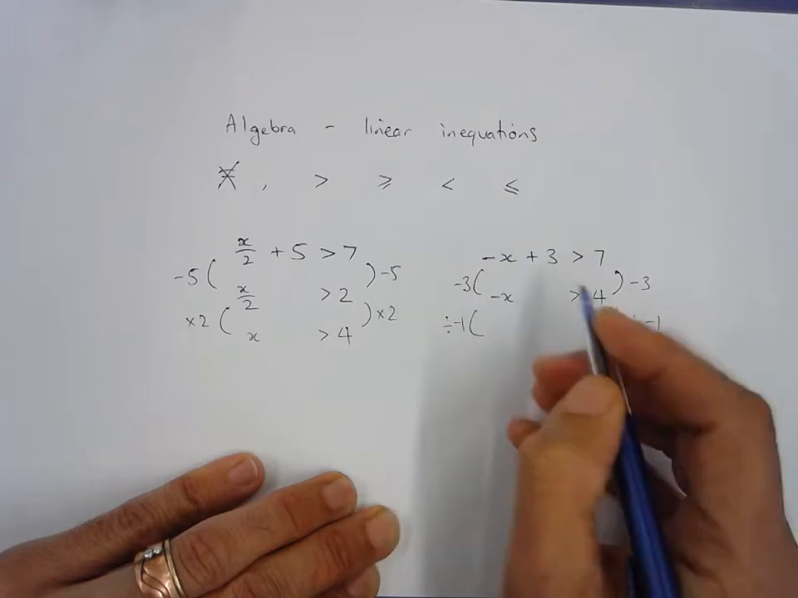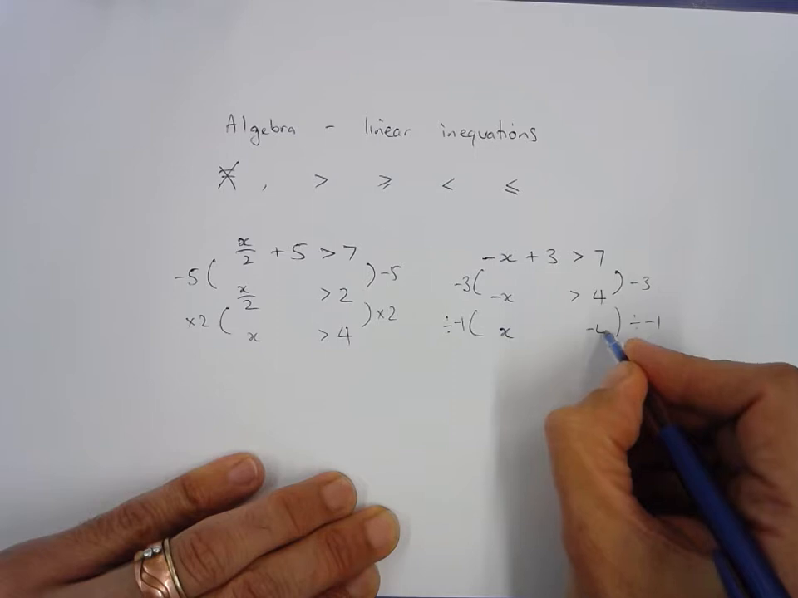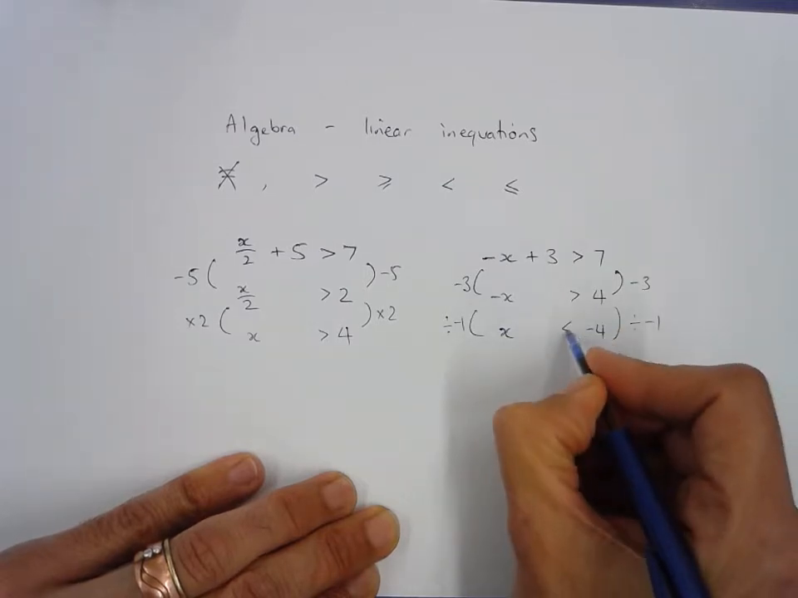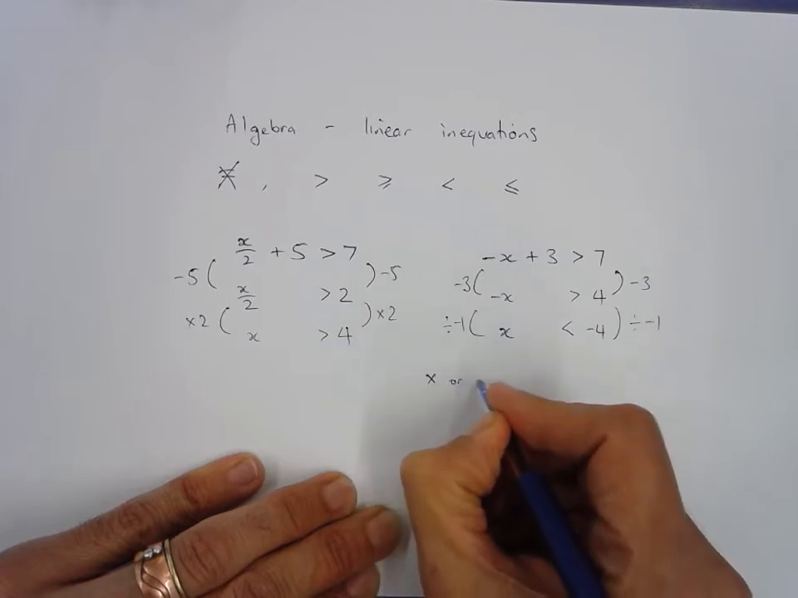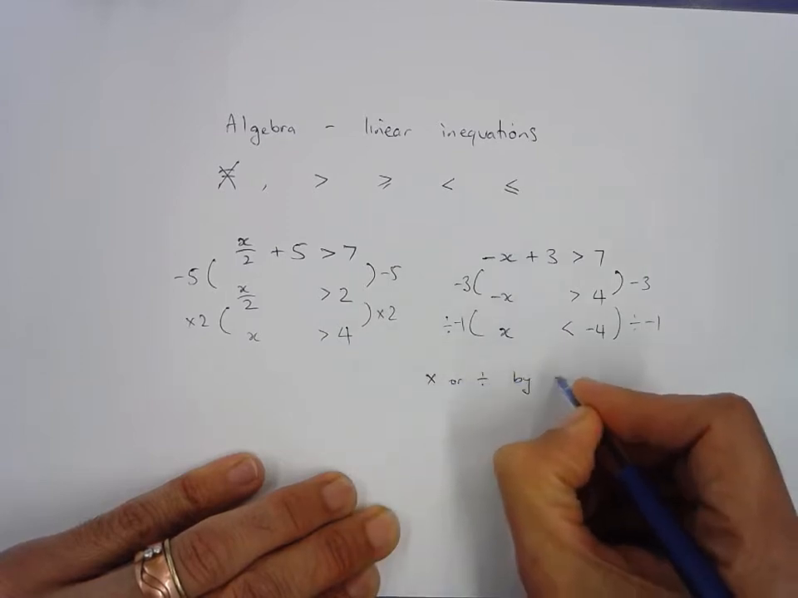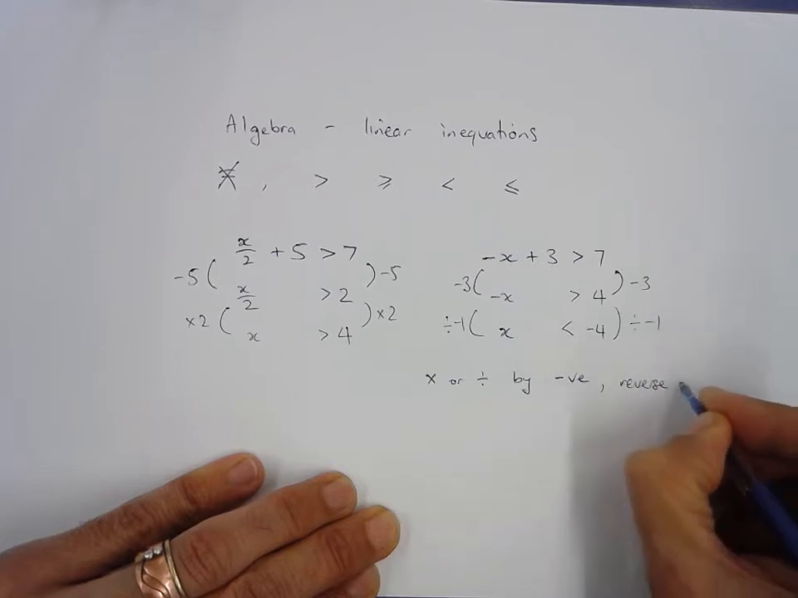Negative x divided by negative 1 is just x. 4 divided by negative 1 is negative 4, and I need to reverse my inequality. If I multiply or divide by a negative number, reverse the inequality.